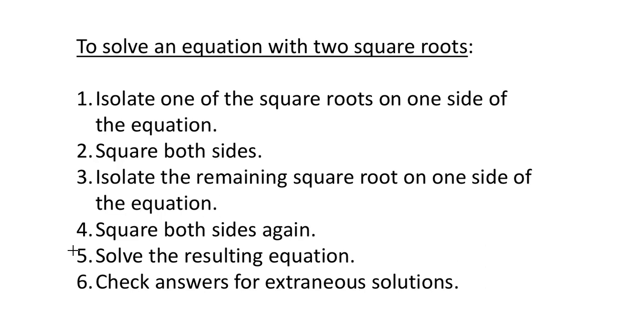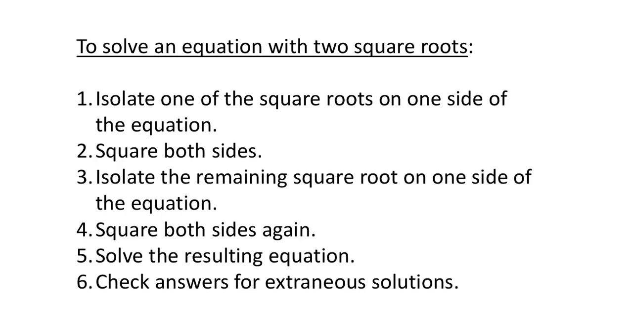Then you'll have one square root remaining in your equation, so you will isolate the remaining square root on one side of the equation again, square both sides again to cancel out the remaining square root, and then the square roots will be gone. You solve the resulting equation, and then you have to check your answers for extraneous solutions because you cannot trust the solutions you're getting from this process. You have to check that they actually work in the original equation.